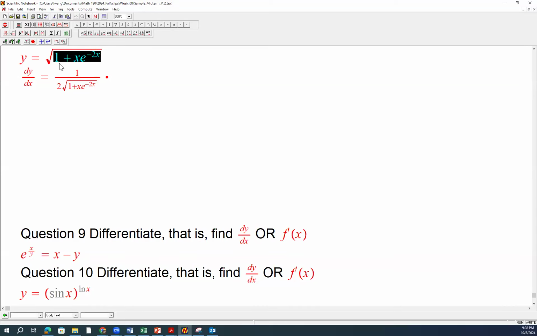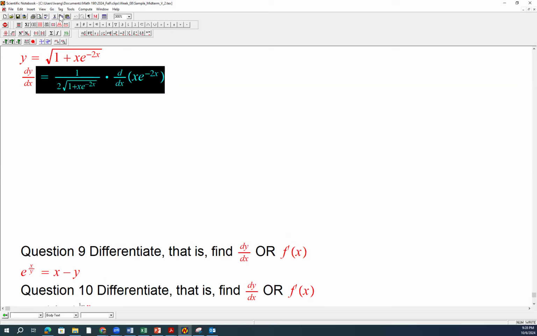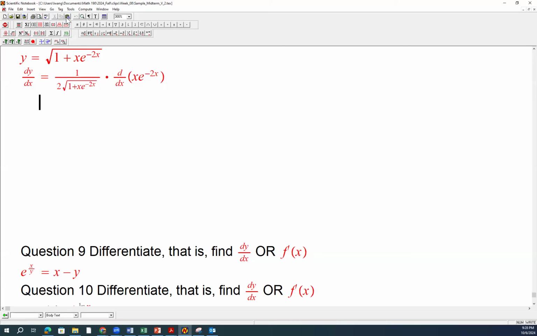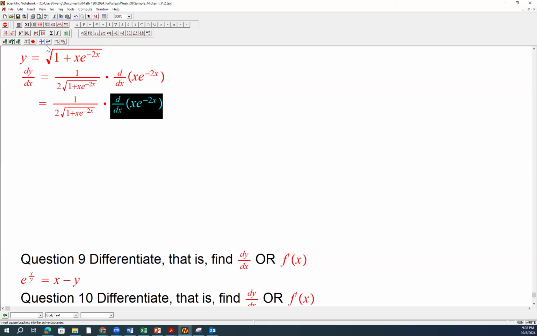Differentiating inside the root, the derivative of 1 is 0. So we're going to differentiate just x times e to the power negative 2x. Obviously, that's product rule, right? That's product rule. So when we're going to do product rule, be sure you put a bracket around it. Okay, so now we're differentiating these two, right? So let me write it down. First differentiating x and then differentiating e to the power negative 2x. Set up properly.